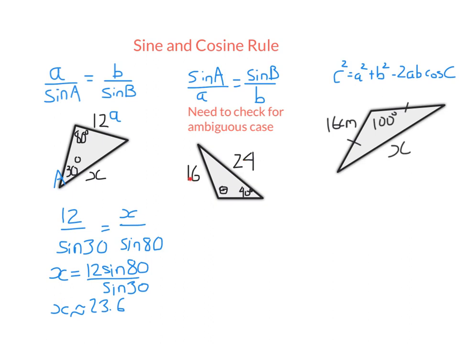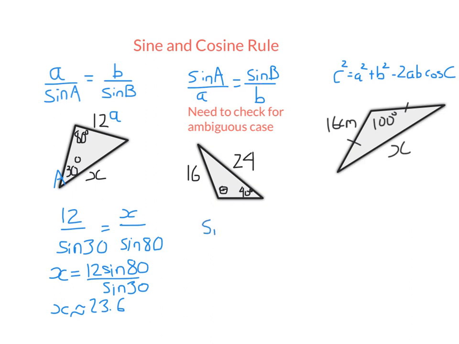So this angle is opposite a larger side compared to this side. This side's longer than that side. So when I use the sine rule to find this angle, there will be two possible values. One will be an acute angle, one will be an obtuse angle. So I'm just going to use this formula to find the first value.